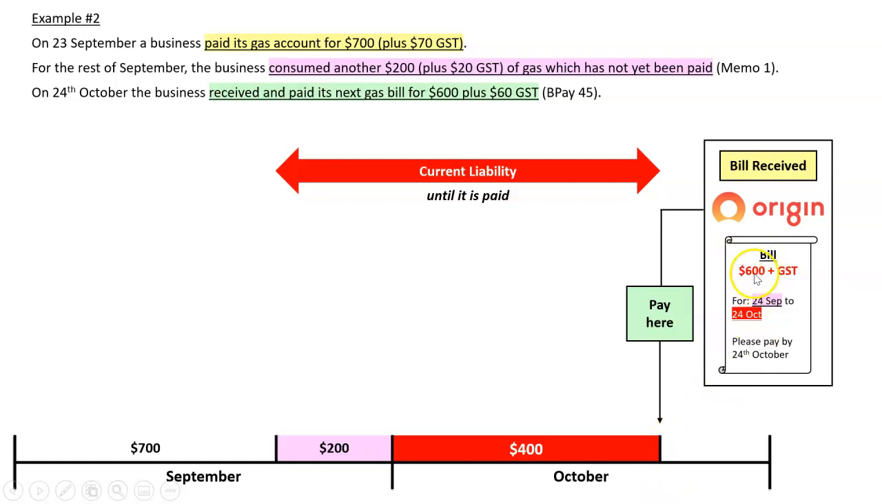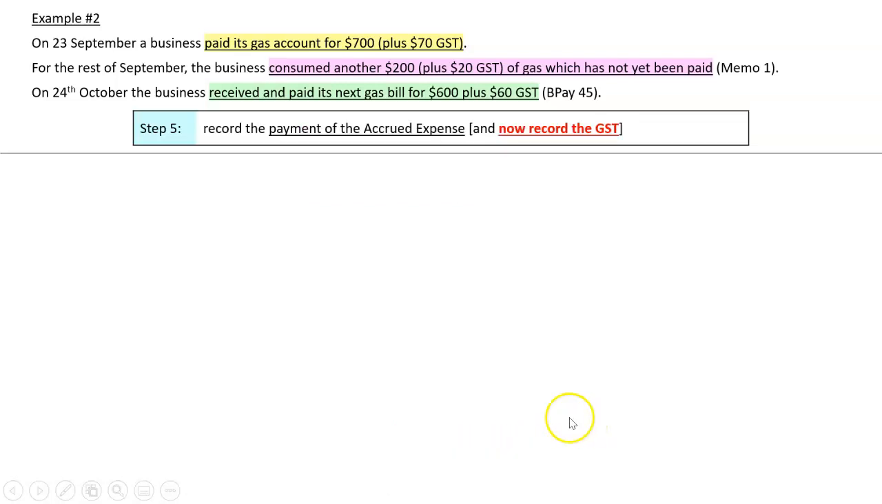But that $600 is actually two things. It is the expense from last period of 200. So that's my accrued expense. And then it's just the regular expense for October, which is 400. So what I better do is record the payment of all that, and I am going to do the GST now. So this is our last step. So hang in there, we're nearly done.